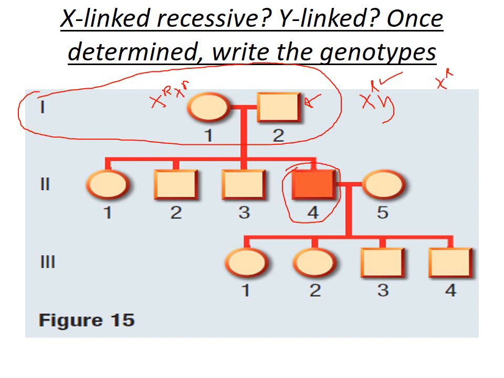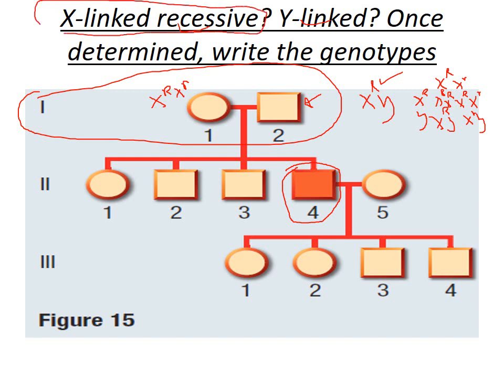So if we have X big R, X little r for the mother, X big R, Y for the father, again, the daughter will always be healthy because we have X big R, X big R, X big R, X little r. But the son could be healthy or could be sick. And so here we're giving you a choice between X-linked recessive and Y-linked. We disproved Y-linked, so we know it's X-linked recessive.